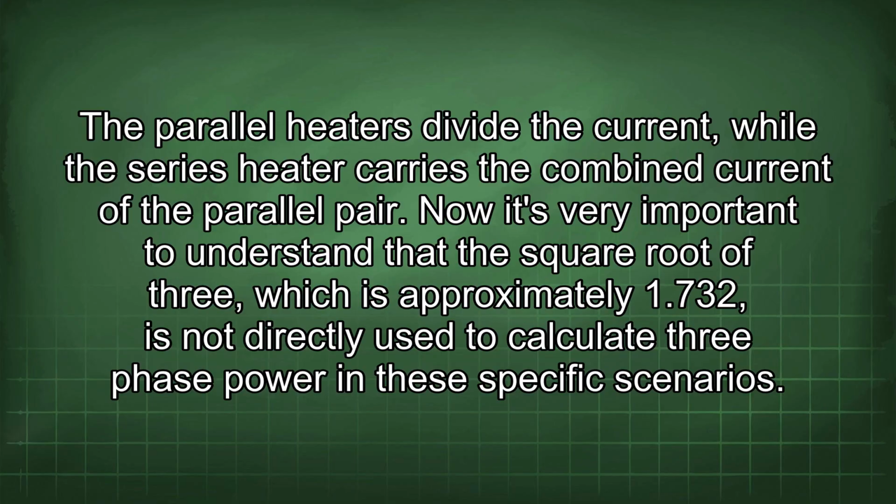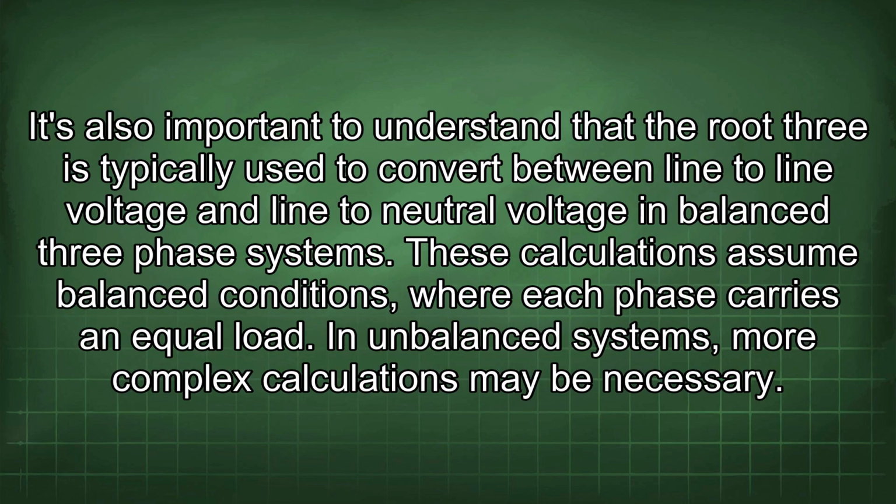Now it's very important to understand that the square root of 3, which is approximately 1.732, is not directly used to calculate three-phase power in these specific scenarios. It's also important to understand that the root 3 is typically used to convert between line-to-line voltage and line-to-neutral voltage in balanced three-phase systems. These calculations assume balanced conditions where each phase carries an equal load. In unbalanced systems, more complex calculations may be necessary.